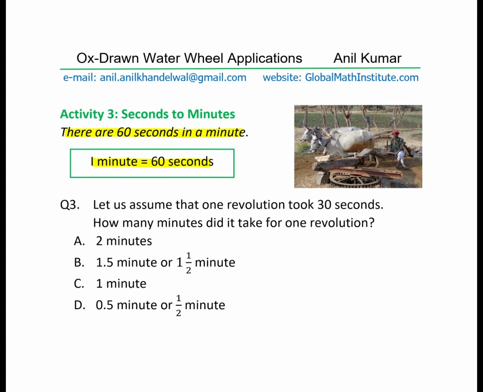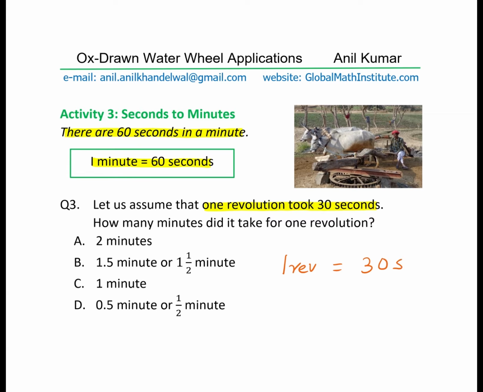Based on this, you need to answer question number 3. Let us assume that one revolution took 30 seconds. We are assuming that one revolution took 30 seconds. How many minutes did it take for one revolution? You can pause the video and answer the question. So one revolution, let's write down. One revolution took 30 seconds.